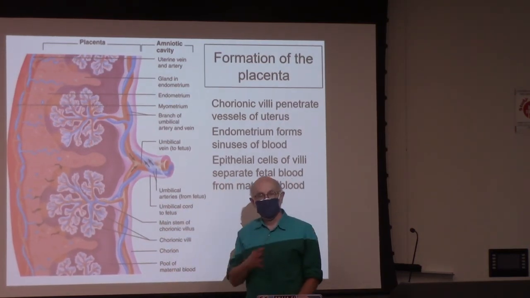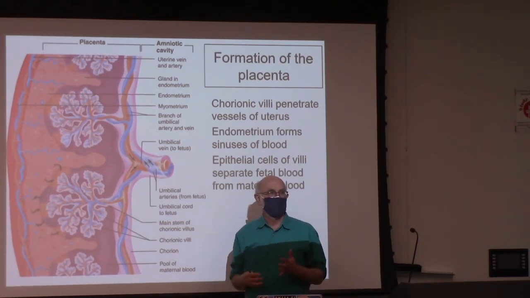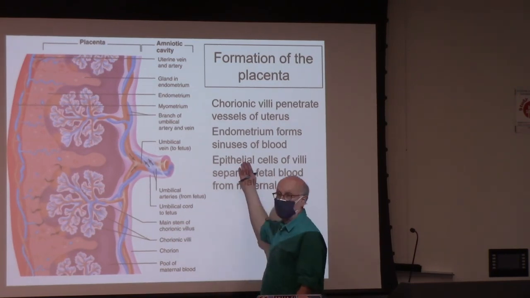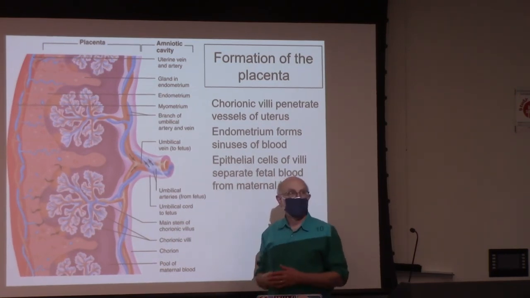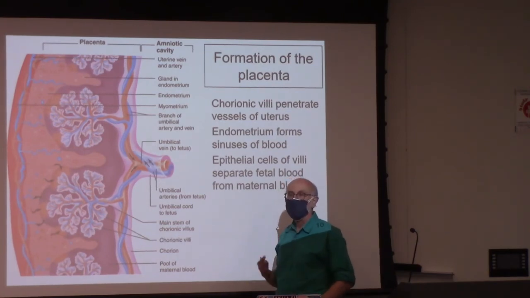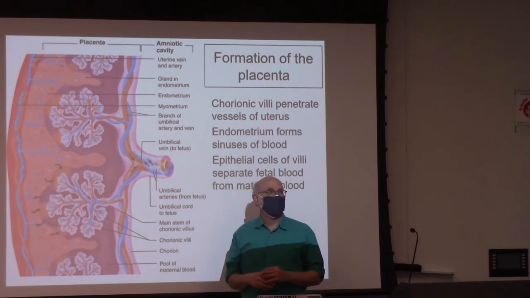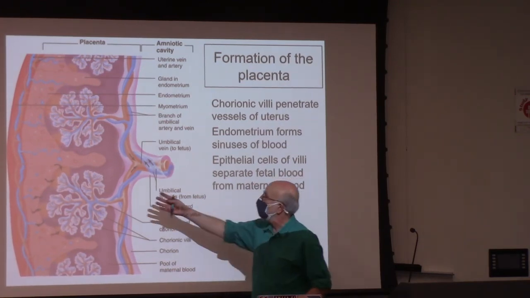When I say gases, those of you who've taken A&P2 know that the gases I'm talking about are oxygen and carbon dioxide. We need oxygen for oxidative phosphorylation, which the fetus is doing a lot of during development to make ATP for development, and getting rid of the CO2, which is the product of metabolism. That's happening here.